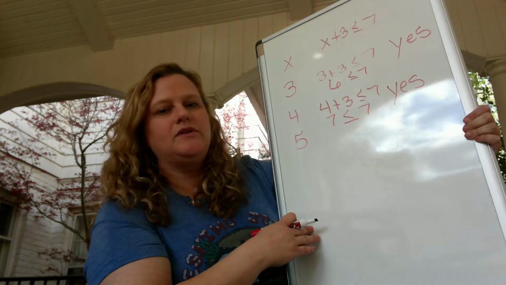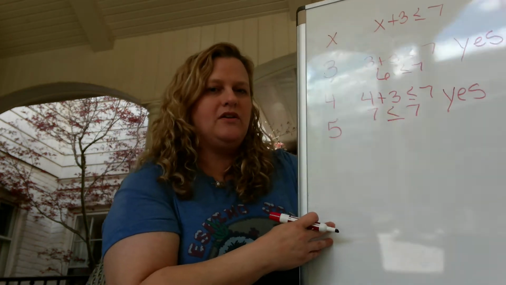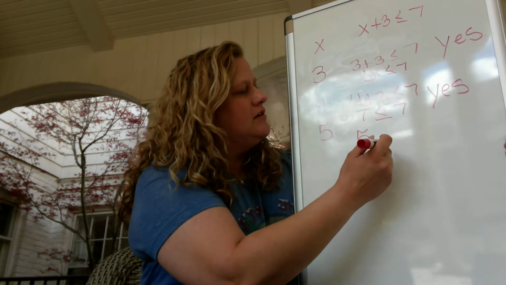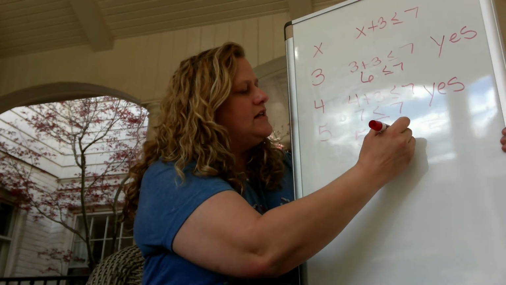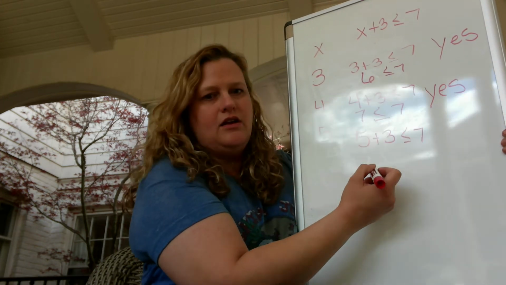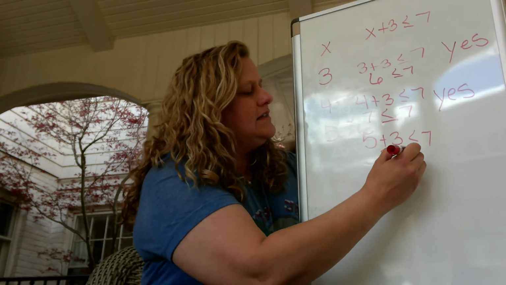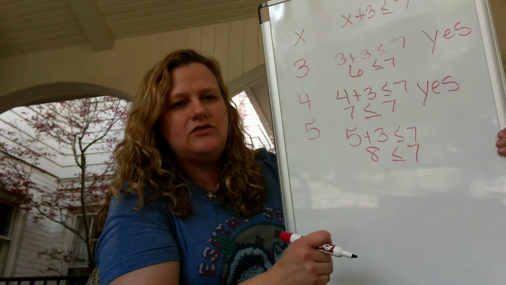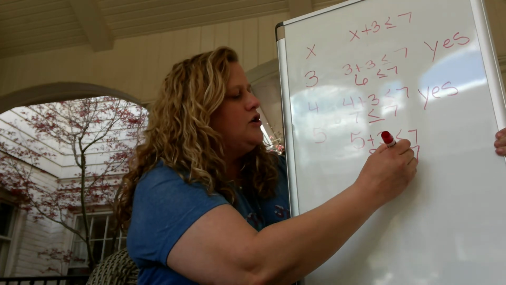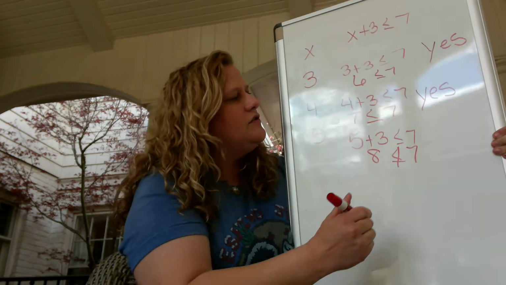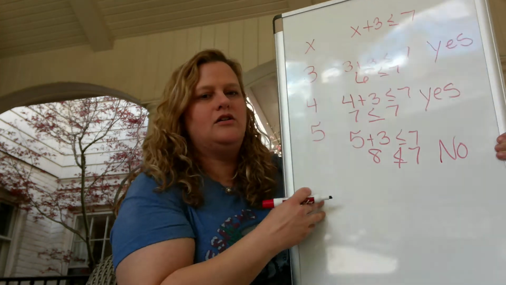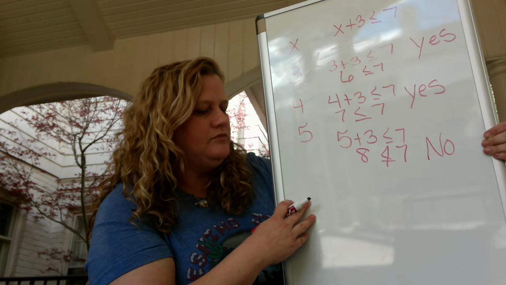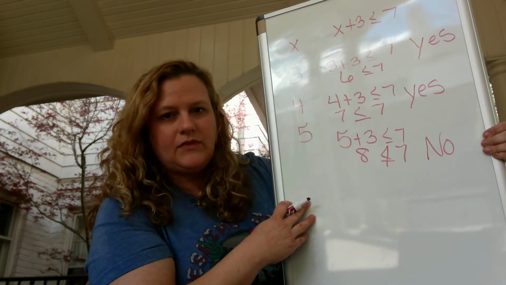So yes, this is a possible solution. Now let's look at what happens when we try to put 5 in. You may have already figured out that if we try to put 5 in, 5 plus 3 is less than or equal to 7. 5 plus 3 is 8. Is 8 less than or equal to 7? No. So this is not a possible solution.